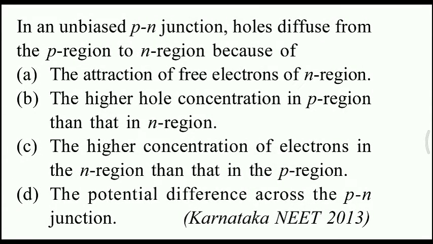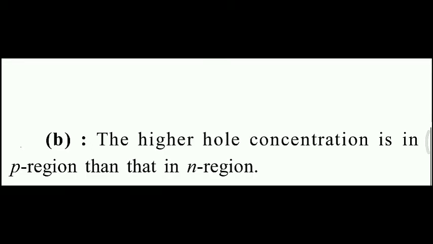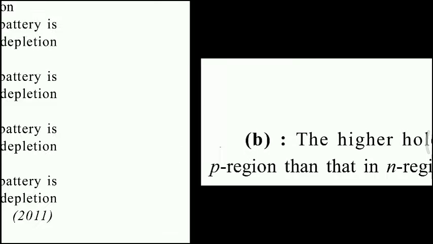In an unbiased p-n junction, holes diffuse from the p region to the n region because of: the attraction of the free electrons of the n region; the higher holes concentration in the p region than that of the n region; the higher concentration of electrons in the n region than that in the p region; the potential difference across the p-n junction diode. Yes, B is correct. The higher holes concentration in the p region than that of the n region.